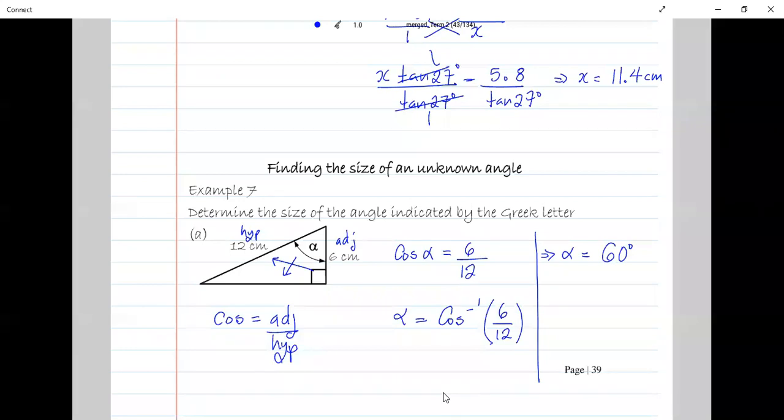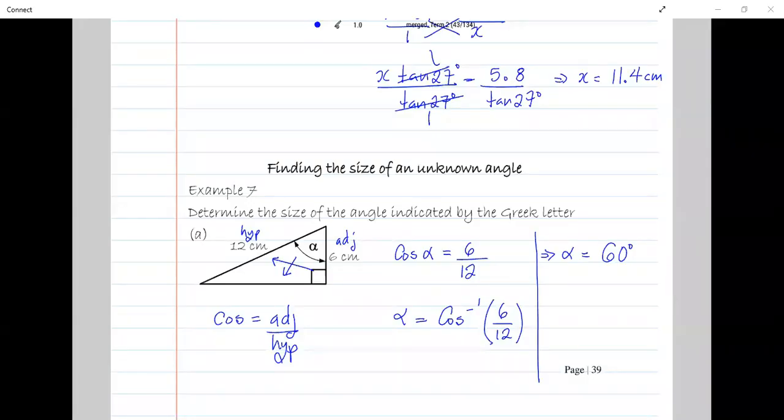So one more time, this is how you do it. You're going to press what? Shift. Then what? Press cosine. Open bracket, 6, then divide by 12, close bracket, then press equal. And you should get the answer, which is 60 degrees. All right. So next, I want you to attempt B, C, and D.